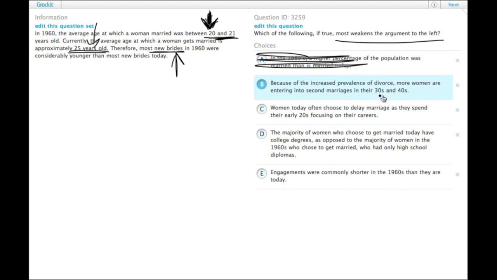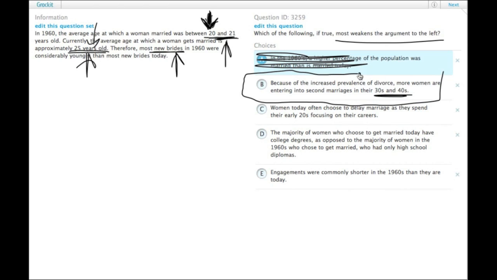So if these women in their 30s and 40s were still 20 and 21 when they got married the first time, then new brides in 1960 were not any younger. New brides are the same age, but the marriage age goes up because people are going into second marriages, third marriages, fourth marriages. So this is pretty clearly the way that we're going to get a higher average in the modern era. Let's check the other answers though.